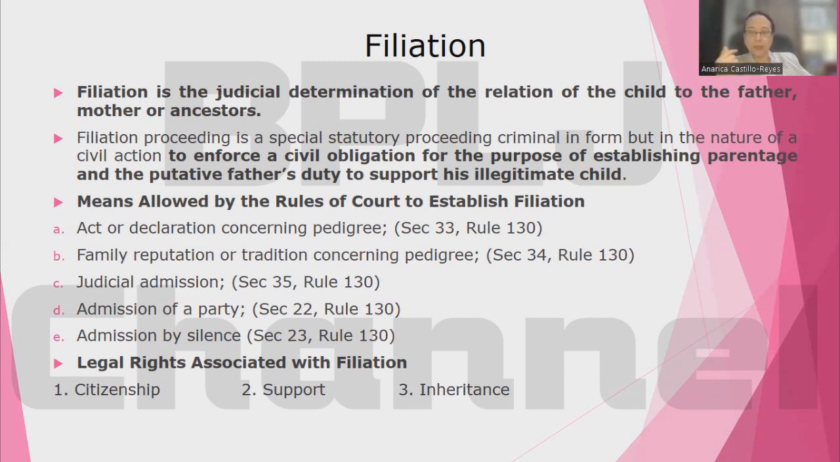Now, what are the means allowed by law to establish filiation? Act or declaration concerning pedigree, family reputation, judicial admission, admission of a party, and admission by silence. We may also add other scientific proof such as DNA testing to prove filiation, because it is allowed under the pertinent circulars issued by the Supreme Court.